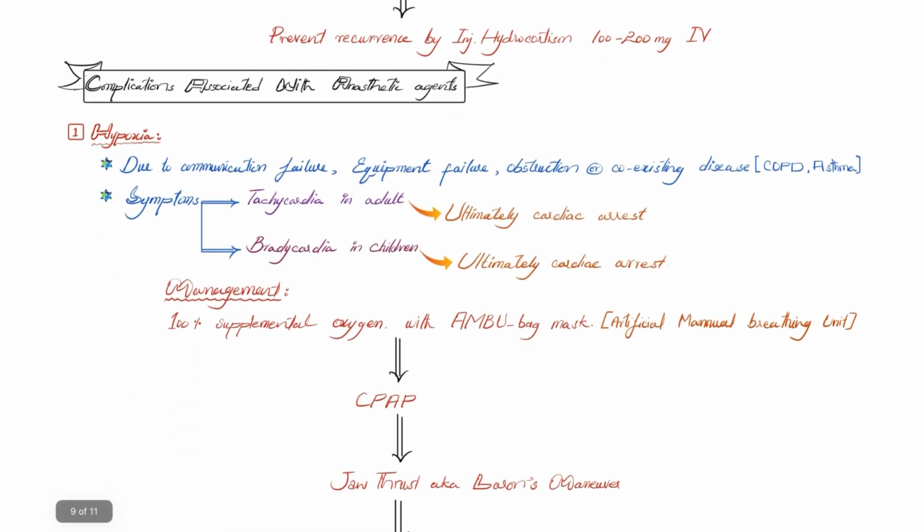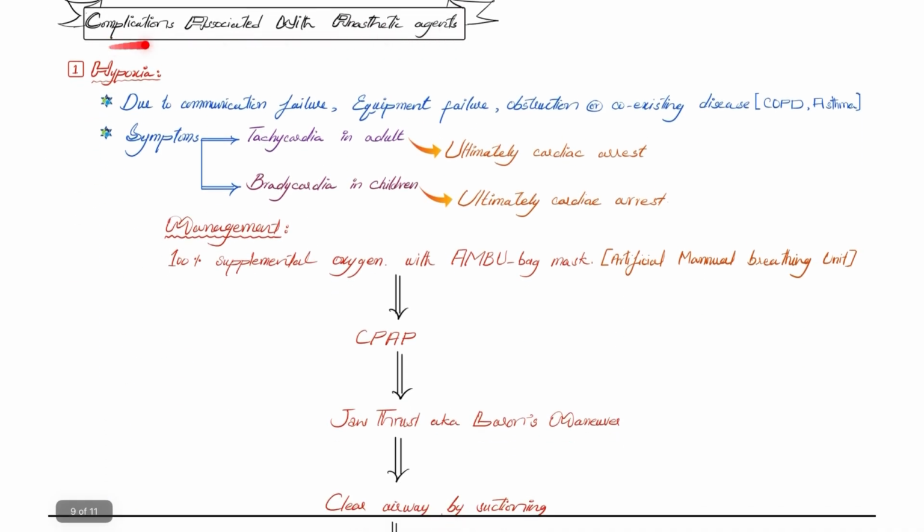Now, there are some complications associated with anesthetic agents like hypoxia due to communication failure, like you have ordered the staff or nurse to inject a drug, but a higher dose is being injected as compared to the normal dose. Or there is equipment failure, for example, the Ambu bag does not work, or oxygen supply is not proper, or there is airway obstruction or coexisting disease like COPD or asthma, which could not be identified during history of the patient.